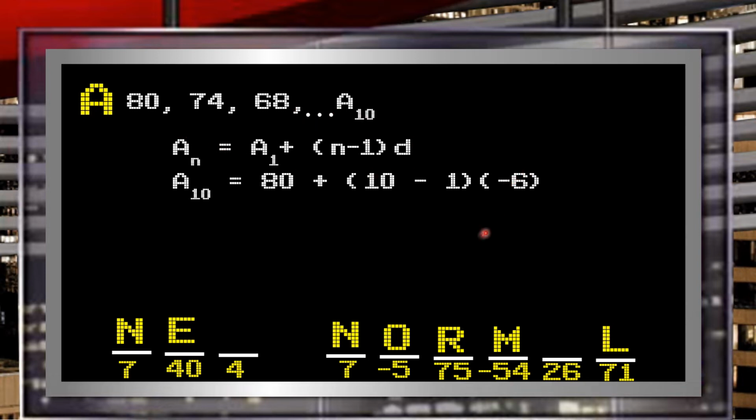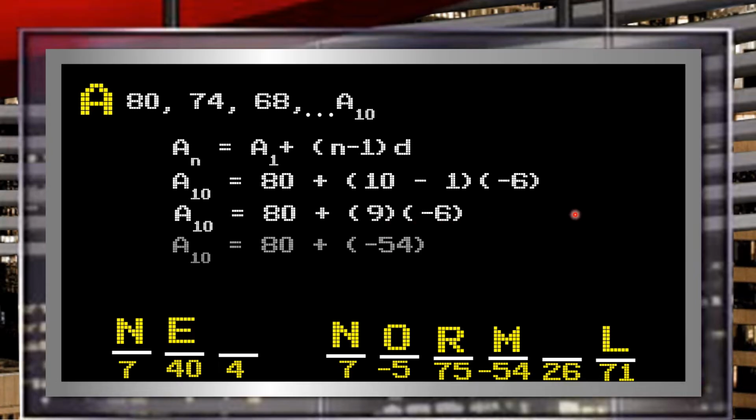Remember, pababa siya. So, descending order, negative ang ating difference. And then we have a sub 10 is equal to 80 plus 10 minus 1 is 9 times negative 6. And 9 times negative 6 is negative 54 plus 80. Since they have a different sign, isa-subtract natin. So we have 80 minus 54. So ang a sub 10 natin is 26. So dito natin ilalagay ang a.